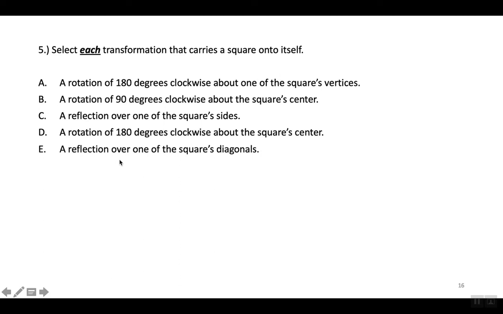Okay, number 5. Select each transformation that carries a square onto itself. So this question has to do with rotational symmetry, which we had a chapter on. Okay, so if we have a square, here's my square. It has to do with rotational symmetry as well as reflectional symmetry. But let's go over rotational symmetry first. A square has four different sides, 4 different angles.